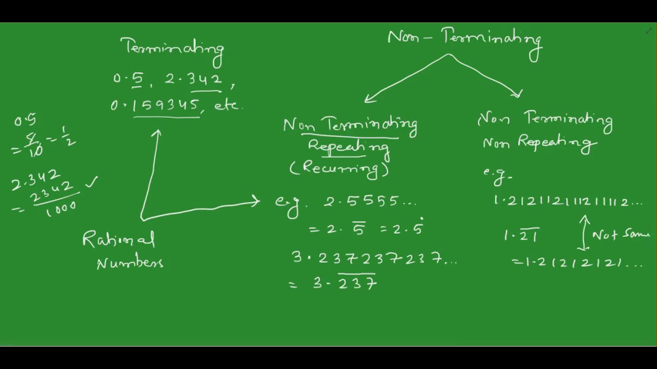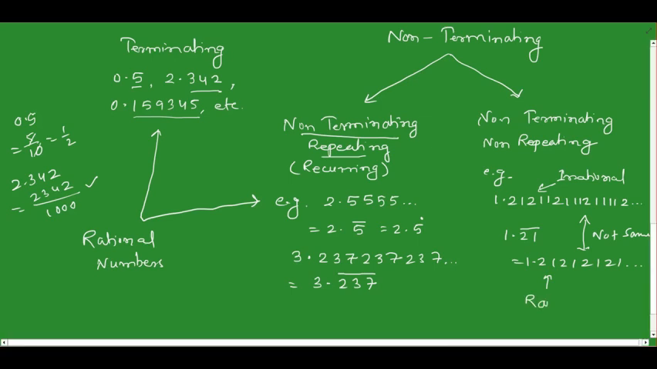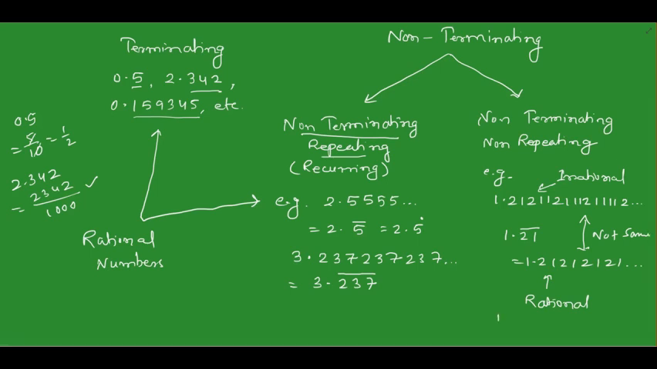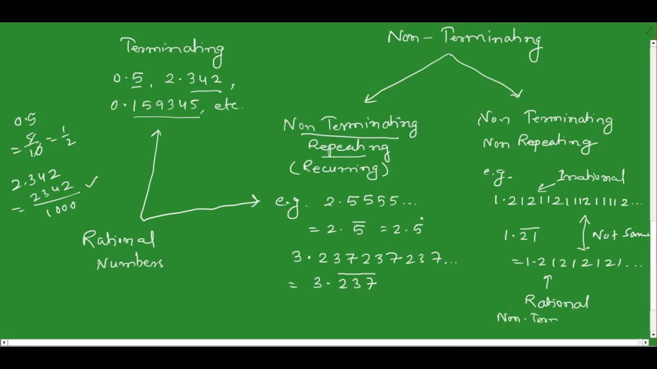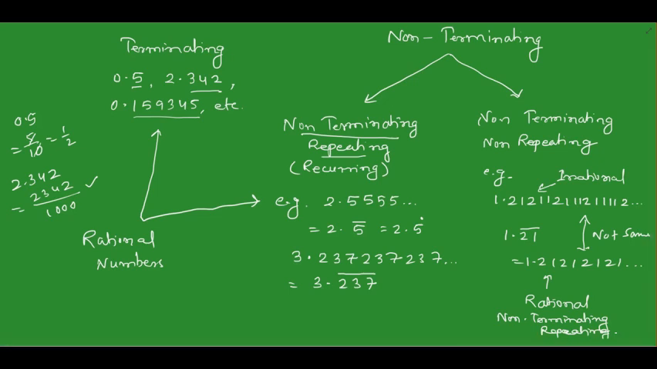So this one is an irrational number. And this one is rational, because it comes under non-terminating repeating, that means recurring, so rational. So this is the thing. Now you can definitely identify whether a given number is rational or irrational.